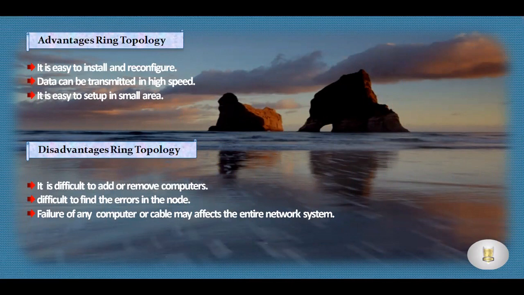It means that if any computer in the ring topology gets damaged, the entire network will be affected and it can be difficult to detect it. Number three, failure of any computer or cable may affect the entire network system. As the connection is in a loop, any damage in any computer or wire will affect the entire network system.